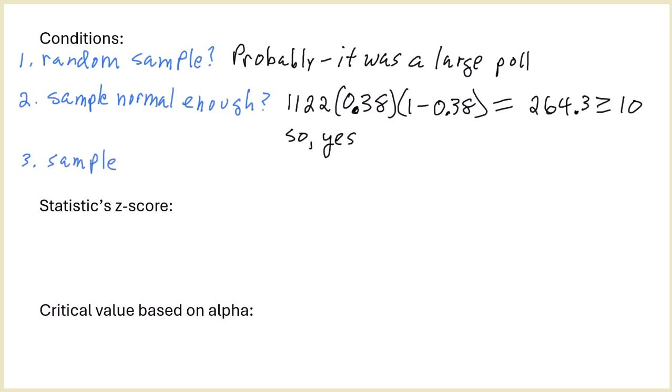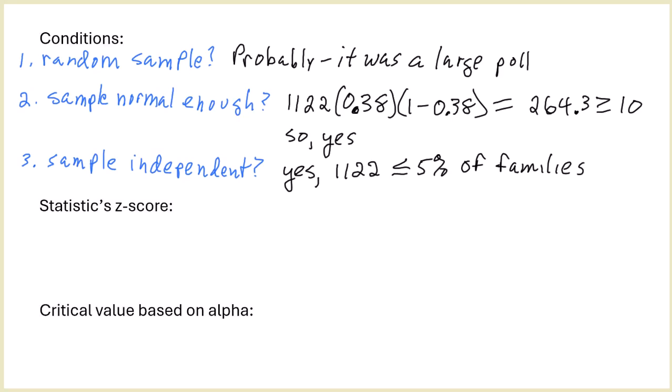Third one, were the people in our sample independent of each other? That's where the 5% rule comes in. 1,122 is way less than 5% of families, say in the United States. So we meet all three conditions. That means we can assume we have a valid test here. Remember, we're making a guess. That doesn't mean we necessarily do, but we're assuming that we do have a valid test.